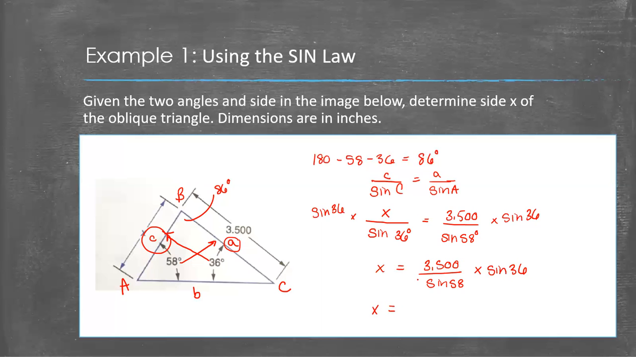What I ended up with is 4.12712 times the sine of 36. I did write it down with a few extra steps just to help you out. And then I multiplied that out and I got x is 2.426 inches, or 2 and 426 thou.